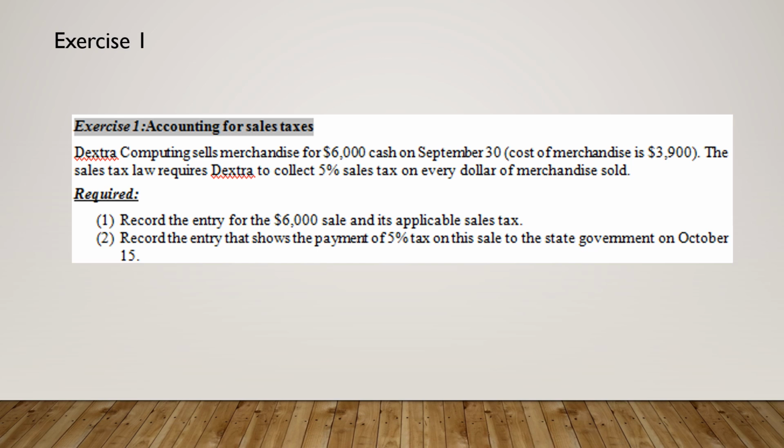Okay, so what is required from me: number 1, to record the entry for the $6,000 sale and its applicable sales tax. Then number 2, to record the entry that shows the payment of the 5% tax on this sale to the state government on October 15th. Let's start with the first one, to record the sale of 6,000 with its applicable sales tax. The sales tax law requires Dextra to collect 5% sales tax.